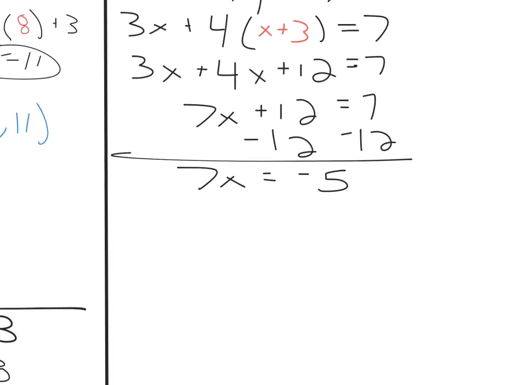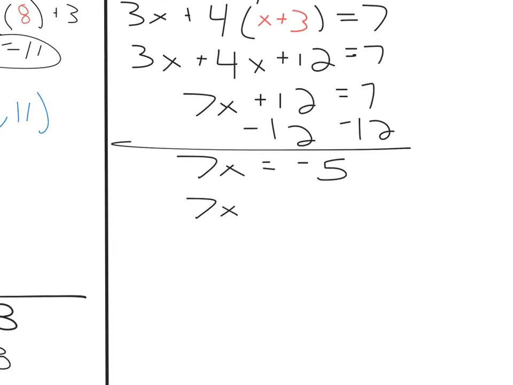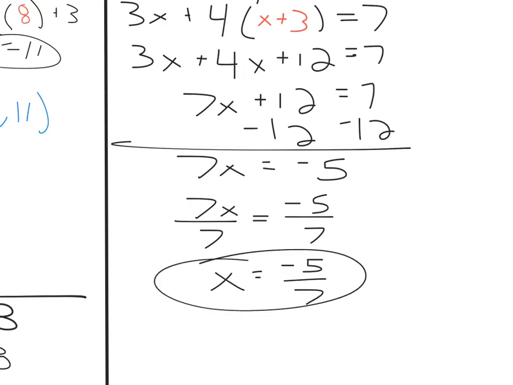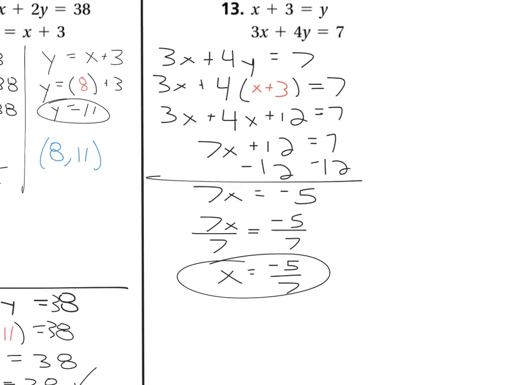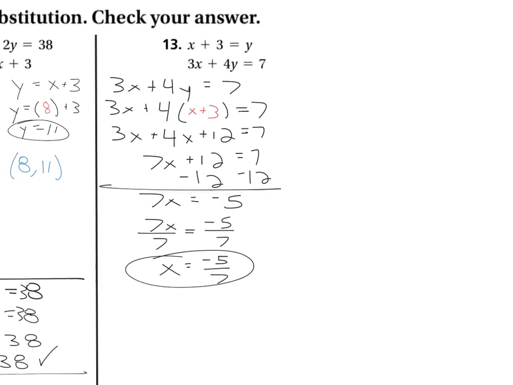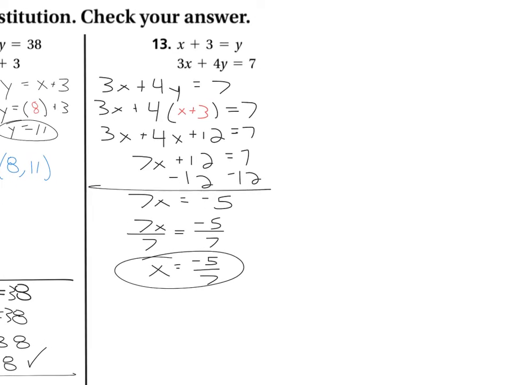I'm going to move this up. Next thing we need to do is divide by whatever the coefficient of the variable is. 7, and we get x is equal to negative 5 over 7. But Mr. Massey, it's a fraction. It must be wrong. False. We do not assume something's wrong because there's a fraction in it. You're not always going to get whole number answers, and get used to that fact.